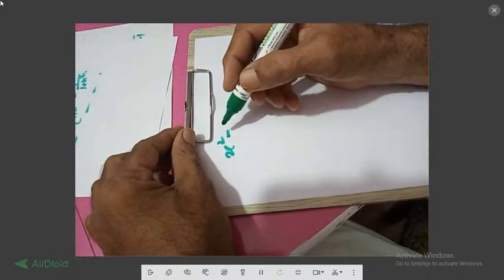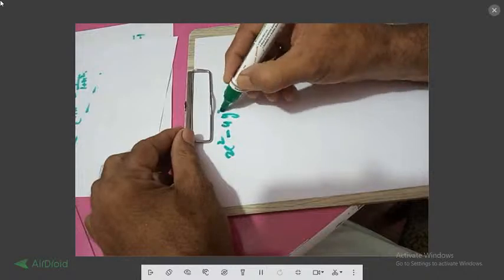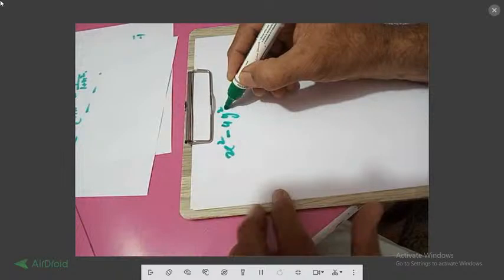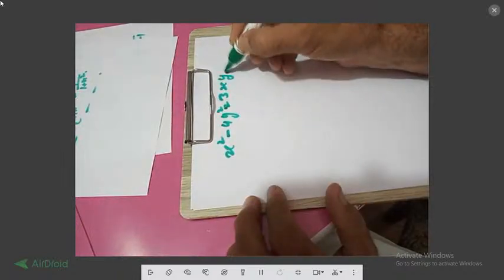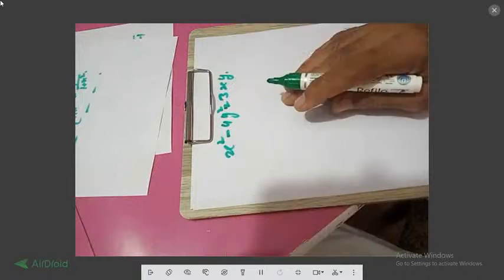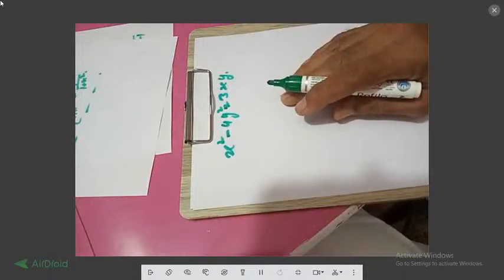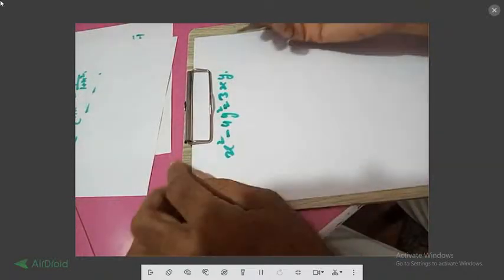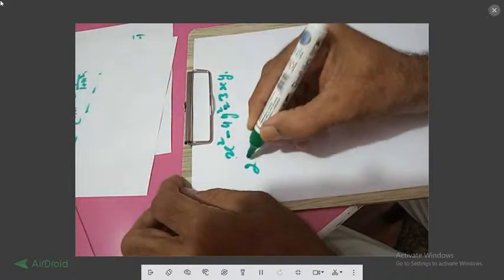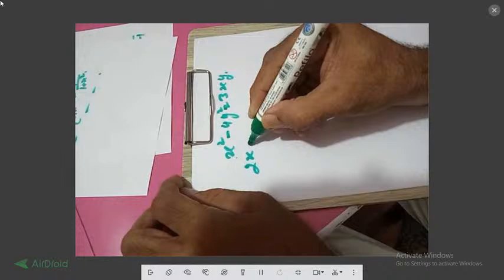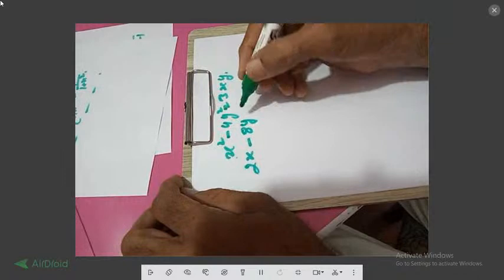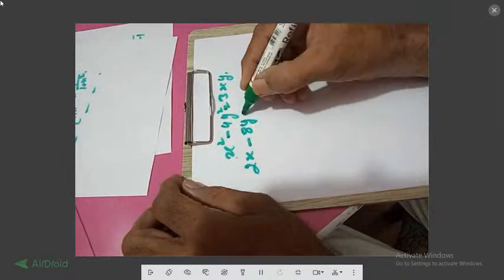x square plus minus 4y square is equal to 3xy. Find the differentiation with respect to x. We take direct differentiation with respect to x. This gives 2x minus 8y dy by dx, and now we can cancel this, only minus dy by dx is left here.